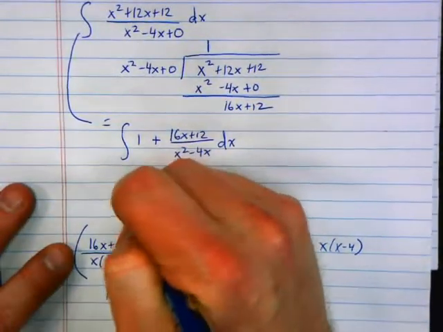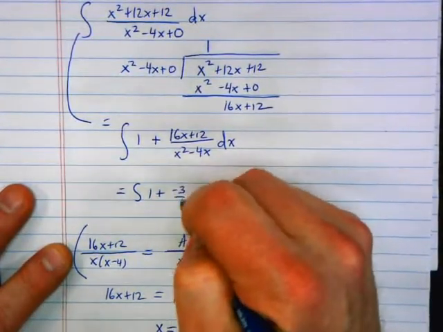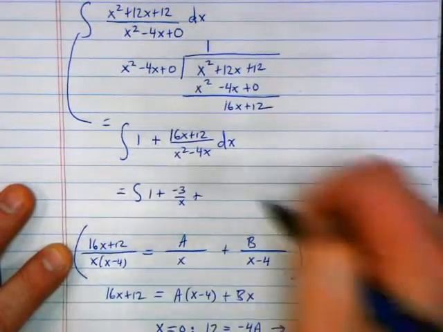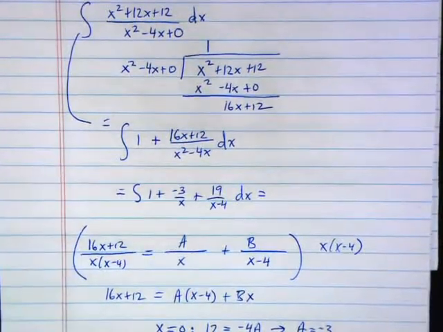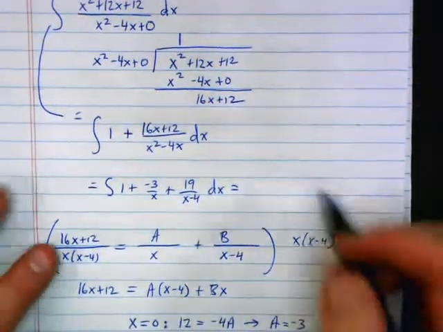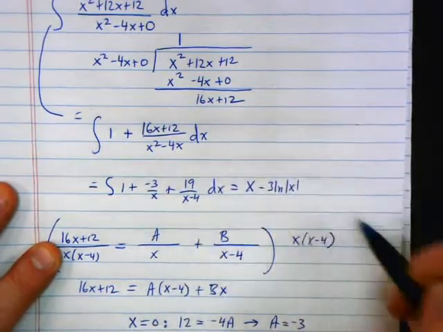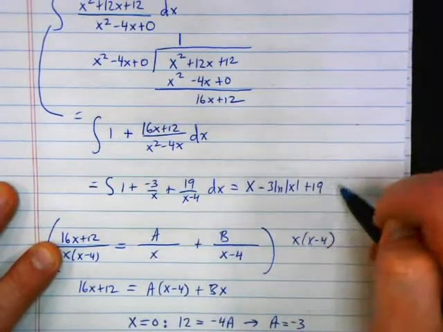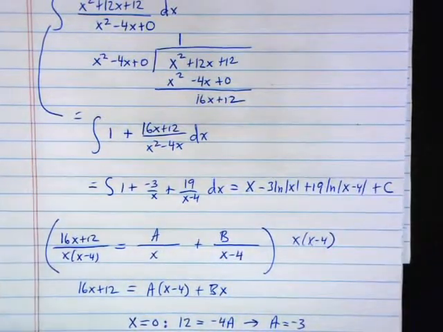All right, so anyway, this is the integral of 1 plus negative 3 over x plus 19 over x minus 4. And I integrate. The integral is x minus 3 ln x plus 19 ln x minus 4 plus c. Questions on that one?